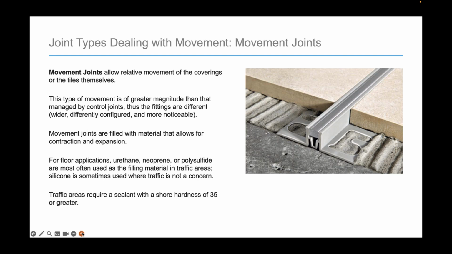All right, movement joints allow relative movement of the coverings or the tiles themselves. This type of movement is a greater magnitude than that managed by the control joints. Thus, the fittings are different, wider, differently configured, and more noticeable. Movement joints are filled with a material that allows for contraction and expansion. For floor applications, urethane, neoprene, and polysulfide are most often used as the filling material in traffic areas. Silicone is sometimes used where traffic is not a concern, but traffic areas require a sealant with a Shore hardness of 35 or greater.